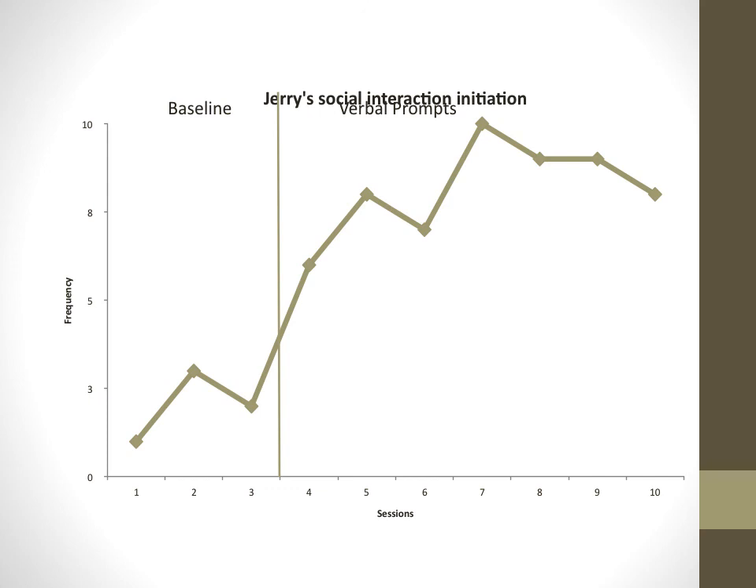And you must include a line to distinguish two phases, baseline and intervention. And you also need to label each phase, baseline and intervention, with your actual intervention name. So for example, in this graph, I use verbal prompts as my intervention strategy. So the intervention phase was labeled as verbal prompts. So this is the example graph. Now I'll explain how to use Excel to graph an A-B design.